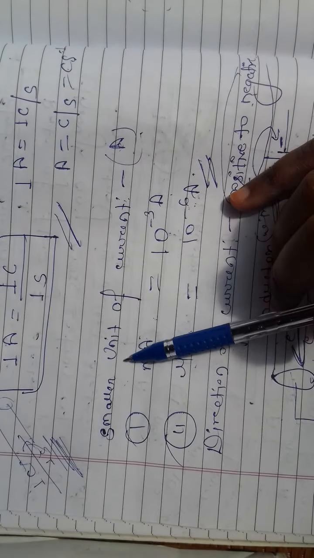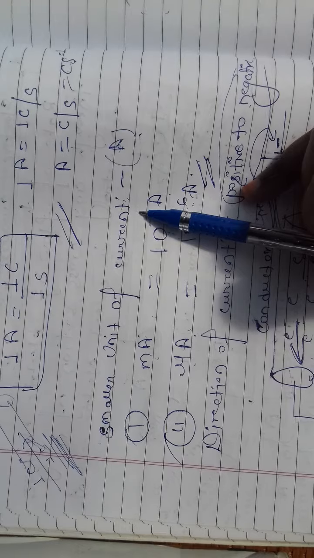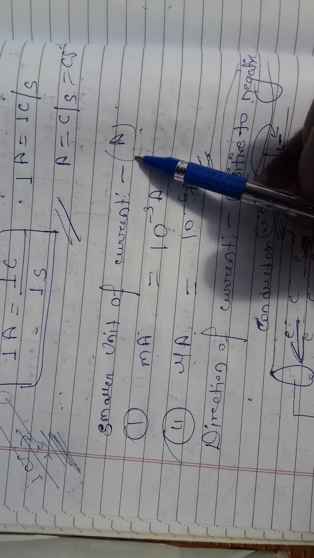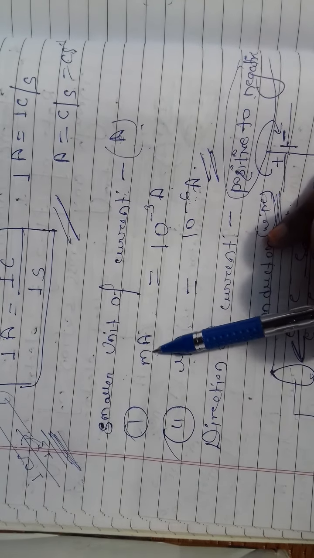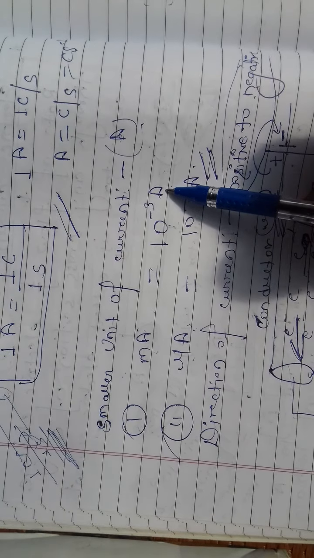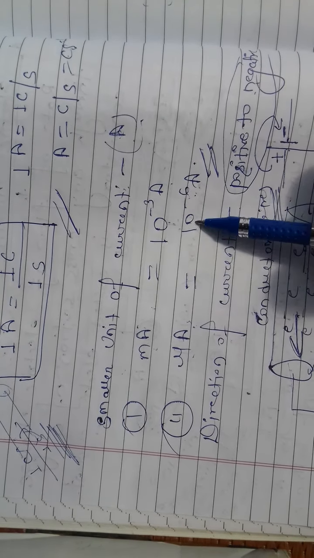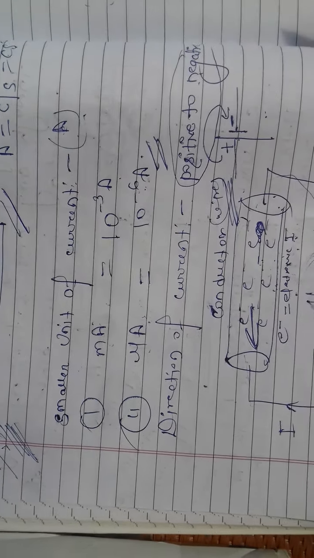Now next, a smaller unit of ampere, a smaller unit of current. Since ampere is a very big unit, we use smaller units: milliampere is equal to 10 raised to power minus 3 ampere. Microampere is equal to 10 raised to power minus 6 ampere.